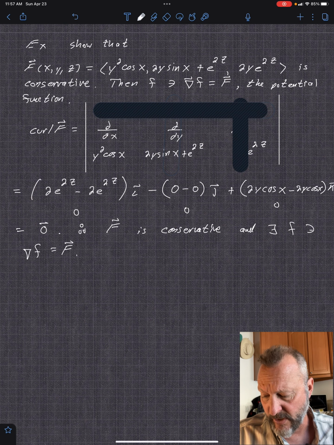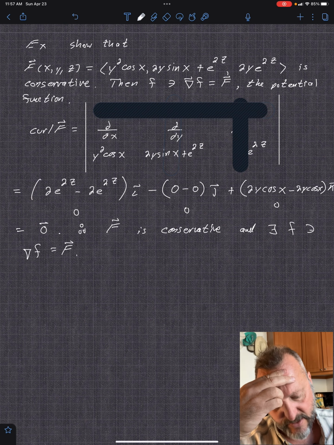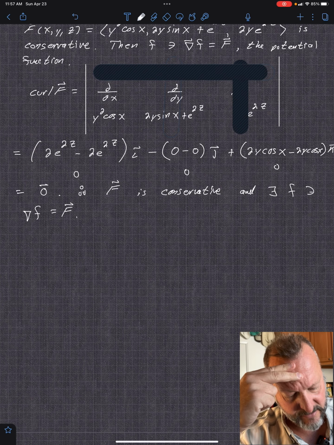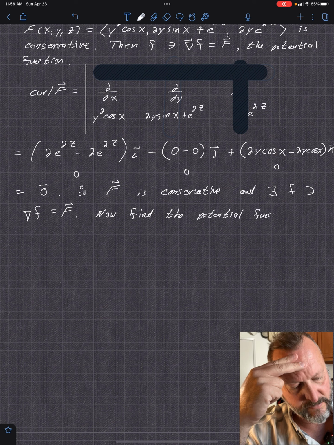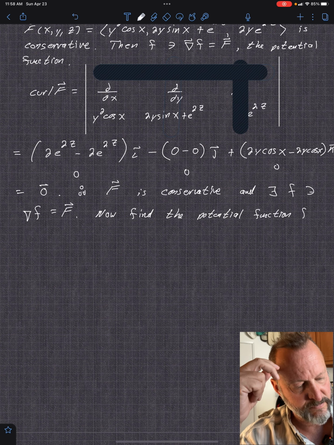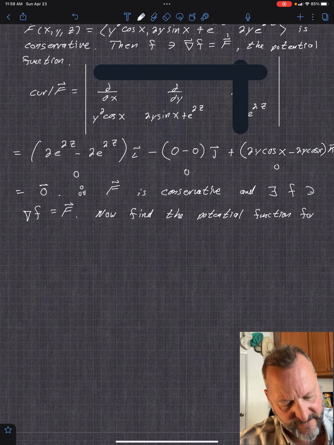All right, so now find the potential function for F.